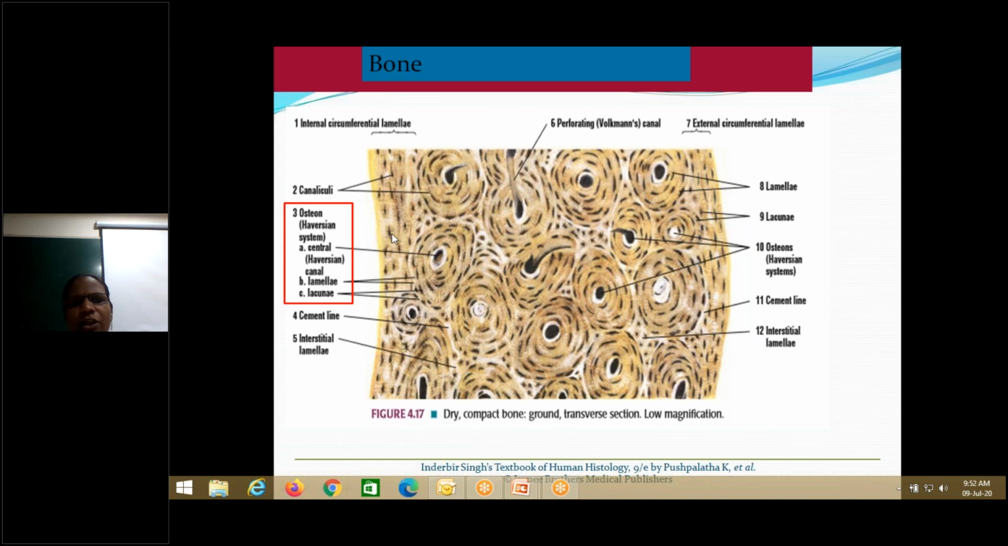Then near the endosteum, inner to the endosteum part, the lamellae are present. These lamellae contain lacunae and the canalicular part. This inner lamellae we call the internal circumferential lamellae. So that is about the circumferential lamellae present within the bone section.